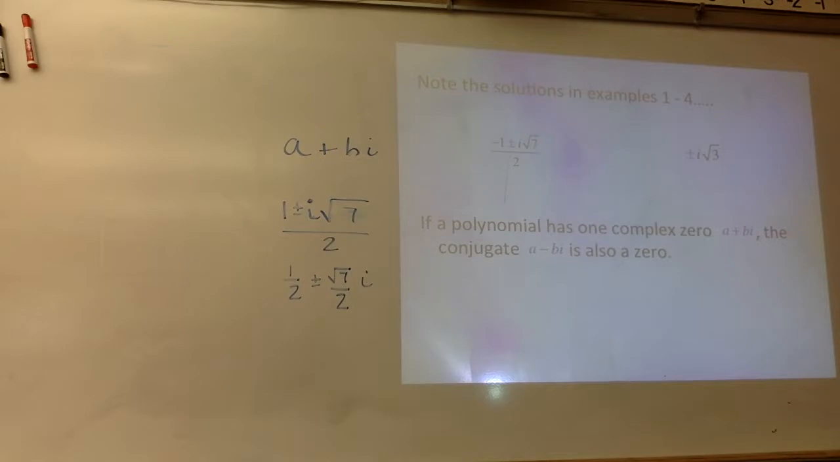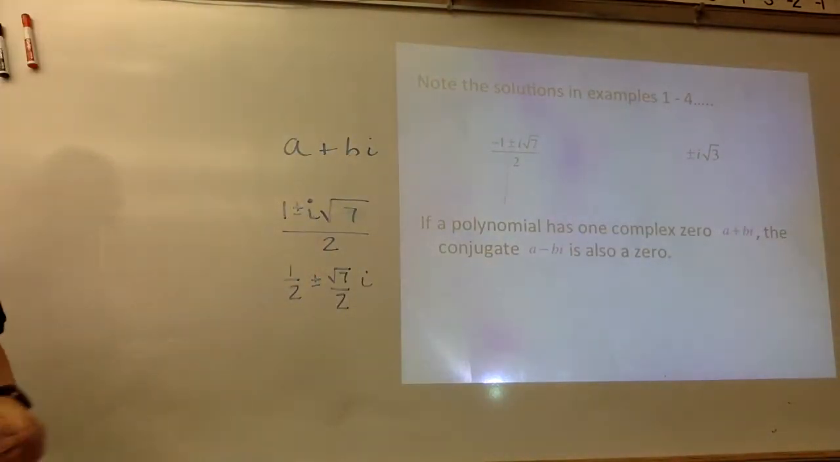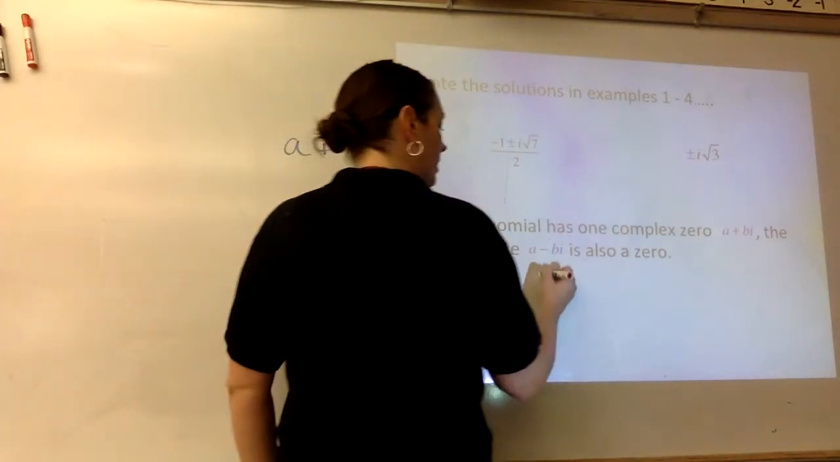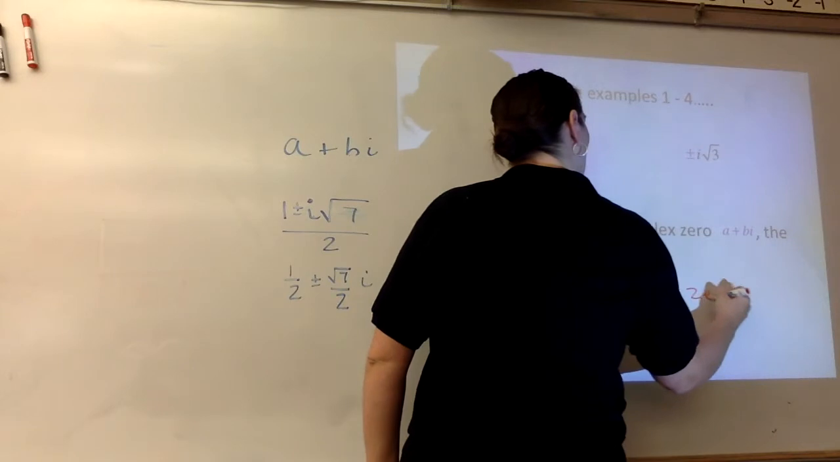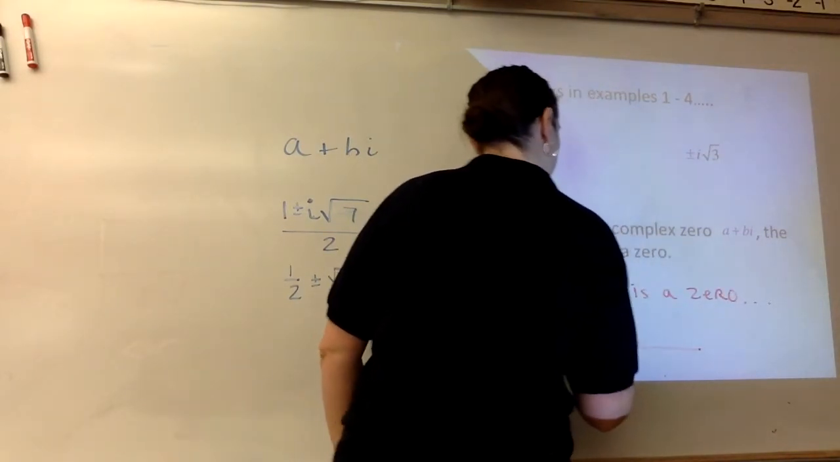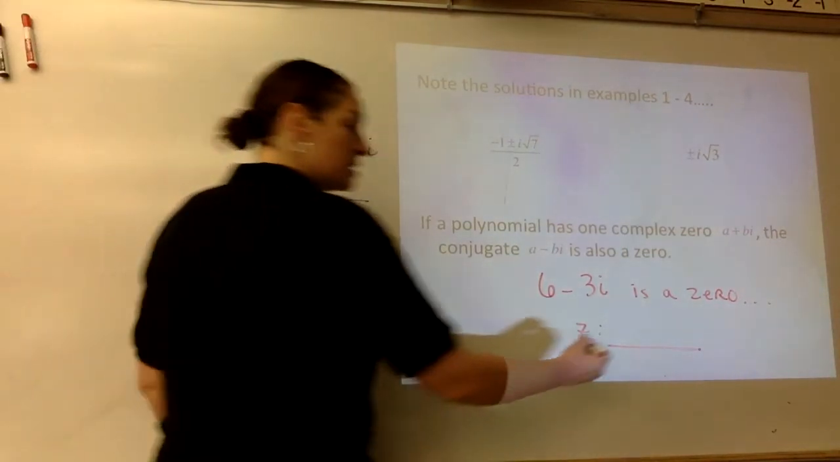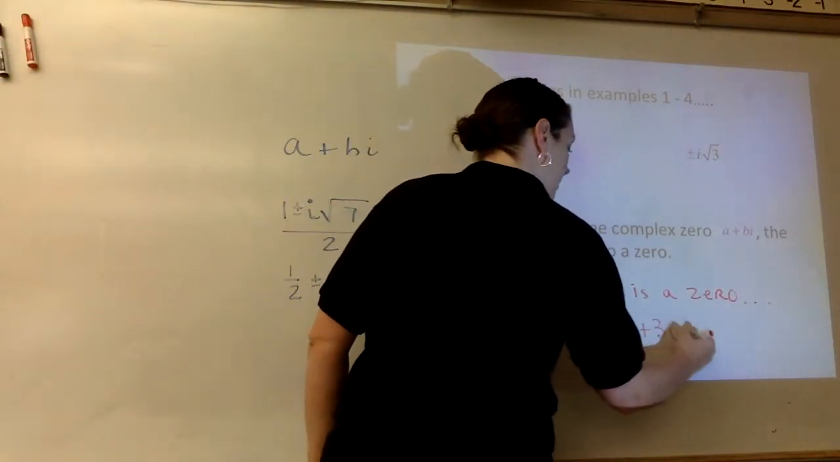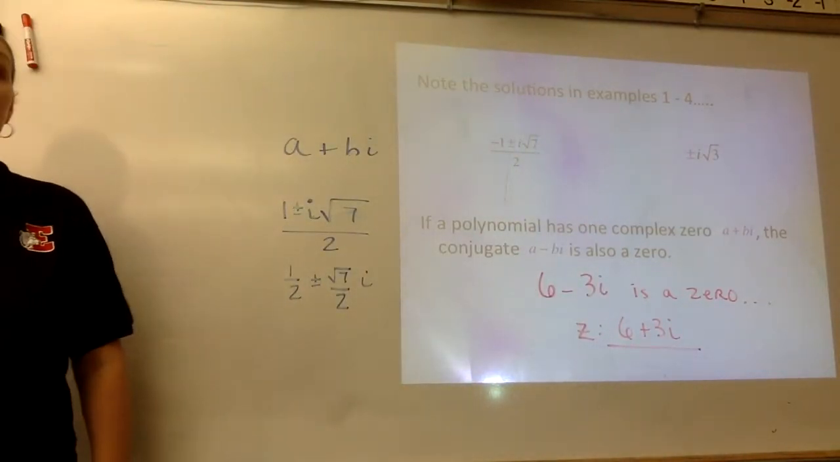All right, so let's play a game. Let's see if we can translate this to something that actually applies here. If I tell you 6 minus 3i is a 0, what's the other 0? 6 plus 3i is a second 0 that I don't have to tell you because you need to know it will always exist.